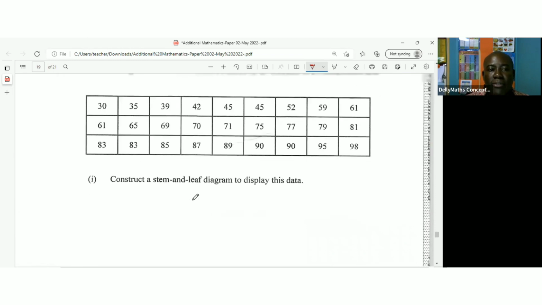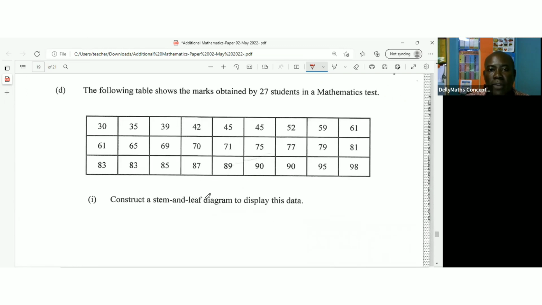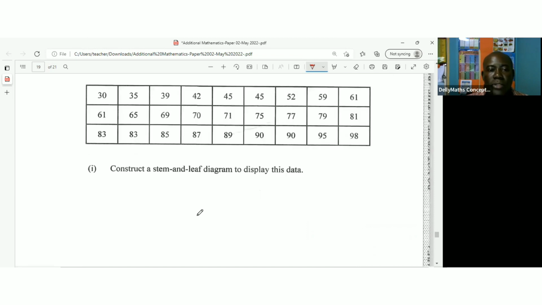Here we have the following table that shows the marks obtained by 27 students in a math test. So we have all of those scores there. Construct a stem and leaf diagram to display this.